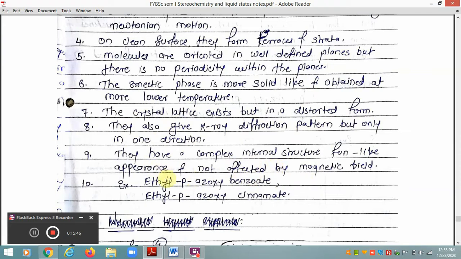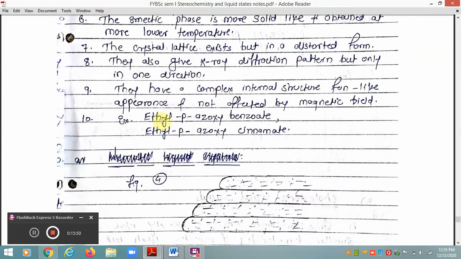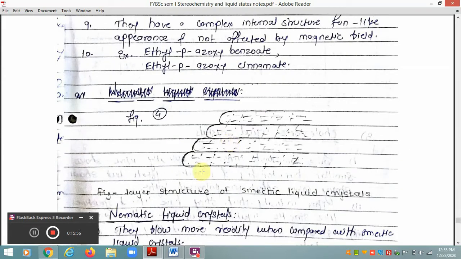The examples of smectic liquid crystals are ethyl para-azoxybenzoate and ethyl para-azoxycinnamate, and this is the diagram that indicates the smectic liquid crystal. I hope you can understand this.